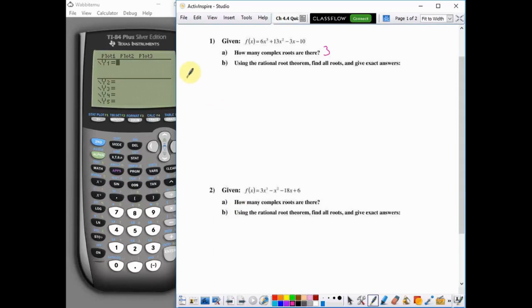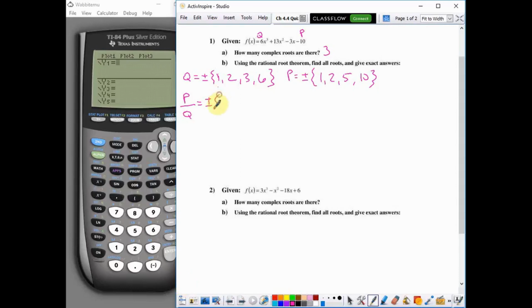Okay, so we start with q, and q is plus or minus all of the factors of the leading coefficient. The numbers that go into 6 are 1, 2, 3, and 6. And then p is plus or minus all the factors of 10, the constant term: 1, 2, 5, and 10. Okay, so p over q is all the possible rational roots of this equation.